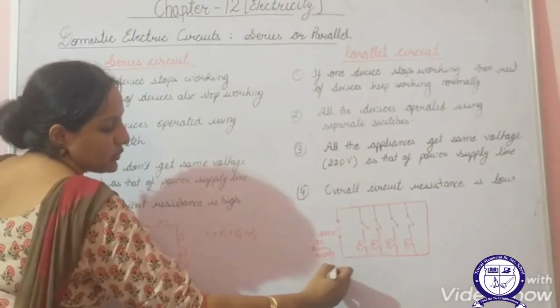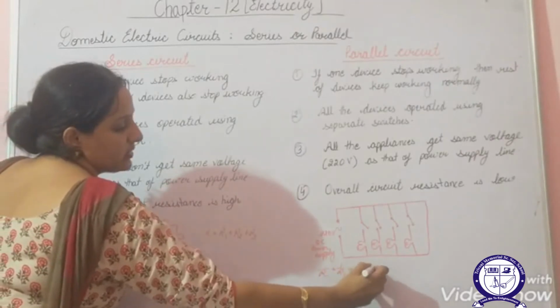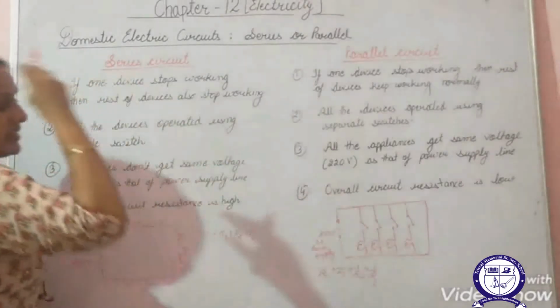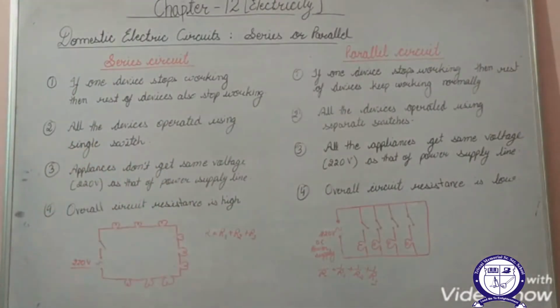Why is it low? Because 1 by R is equal to 1 by R1 plus 1 by R2 plus 1 by R3. So in this case the total resistance is low, because of which the appliances will be able to draw the required amount of current from the circuit mains.